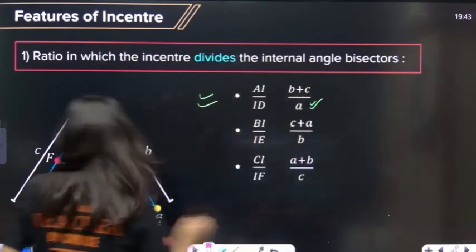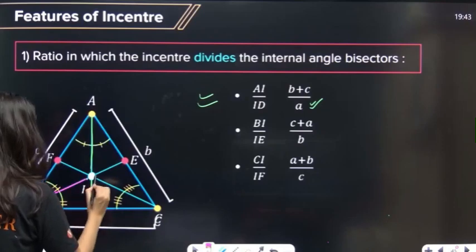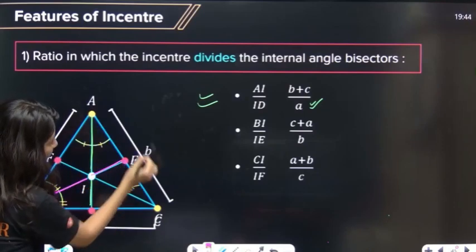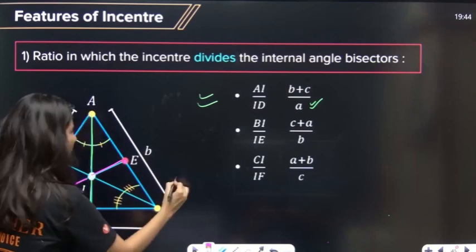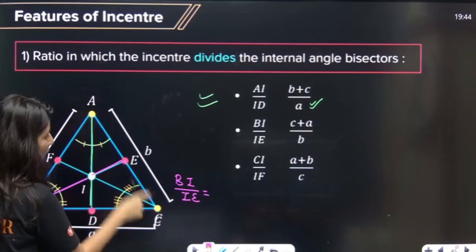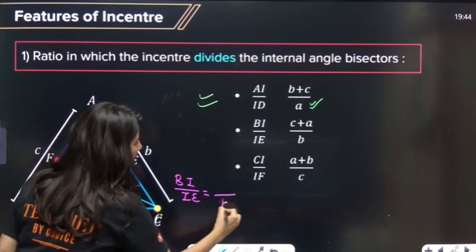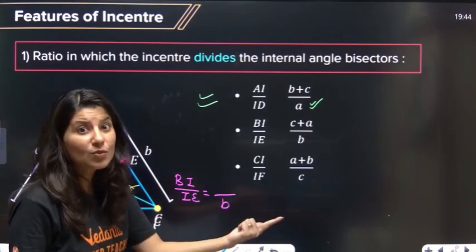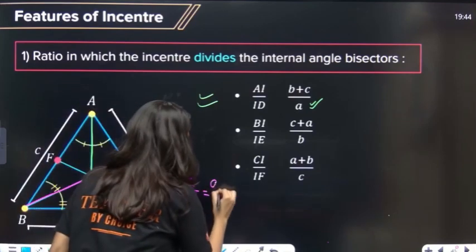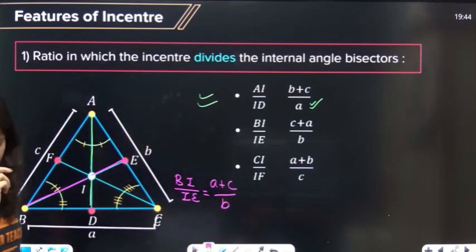Let me tell you one more thing. Suppose somebody asks me BI upon IE. How will you do that? E is lying on side b. So for the ratio BI upon IE, understand the pattern: E is lying on this side, so the denominator is b. What are the two other sides left out? a and c. So it is a plus c.